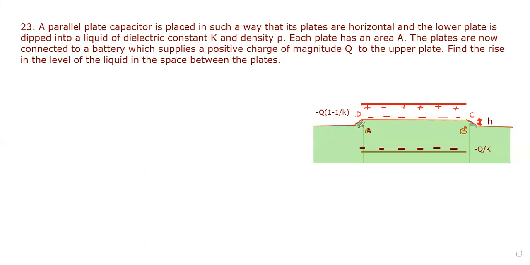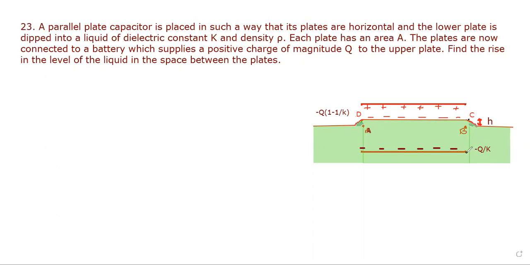Here, this is the actual level, and between the plates of the dielectric, the level is risen by height h. Now, the battery has supplied charge plus Q to this plate and minus Q to this plate. So, on this surface, on surface CD, the induced charge will be minus Q times 1 minus 1 upon K. And on this surface, the charge will be just opposite to it, and already there is minus Q charge.